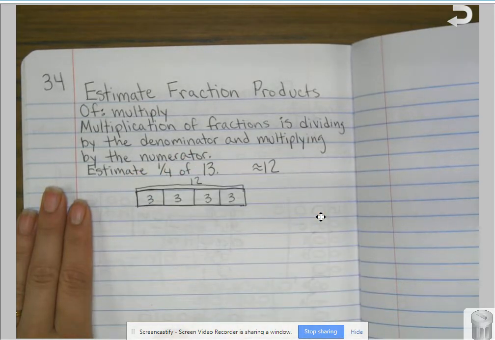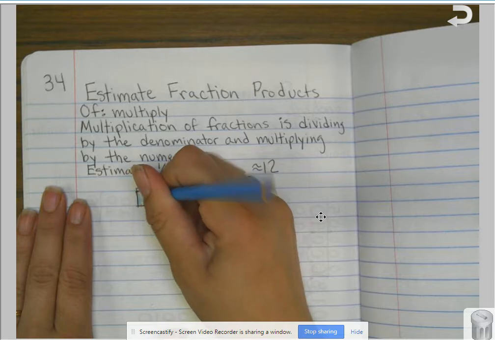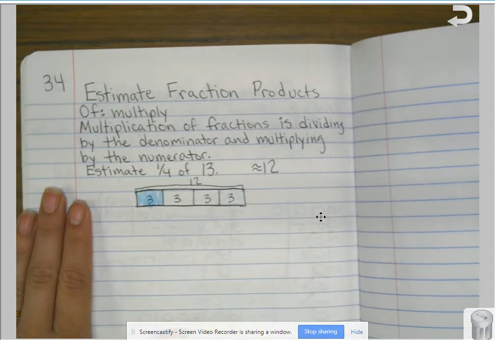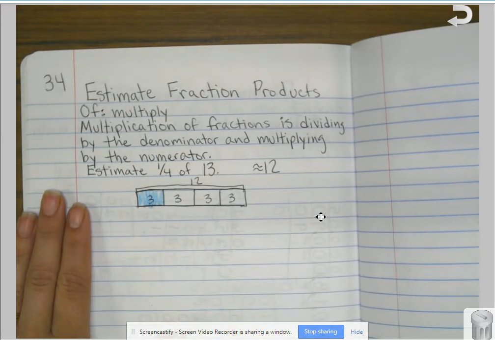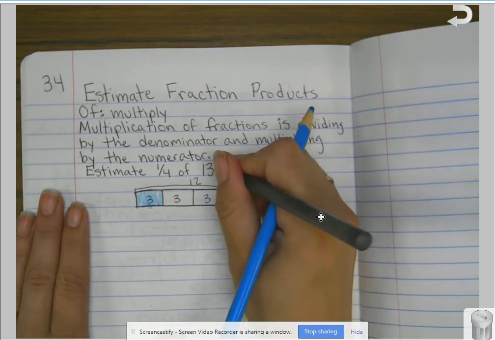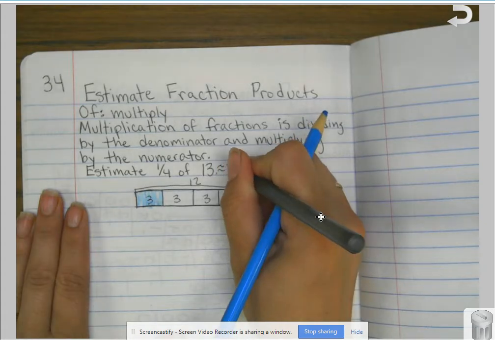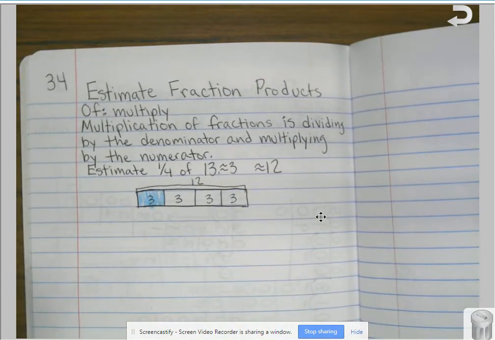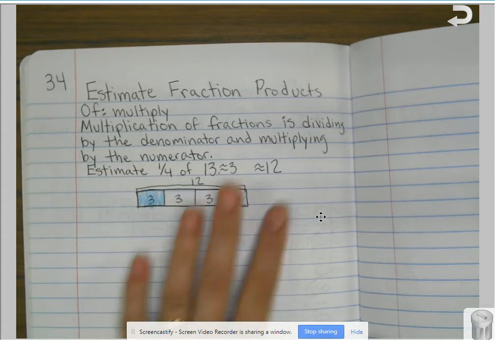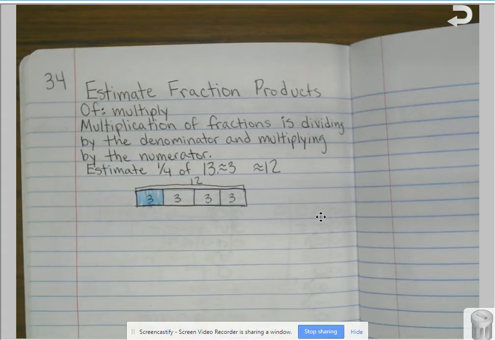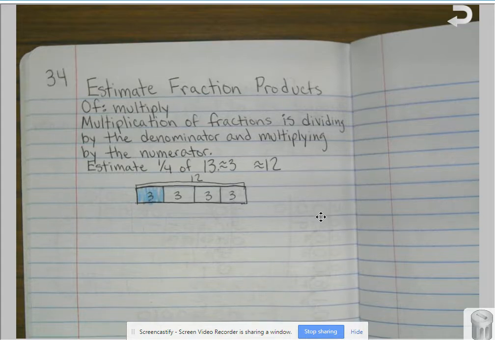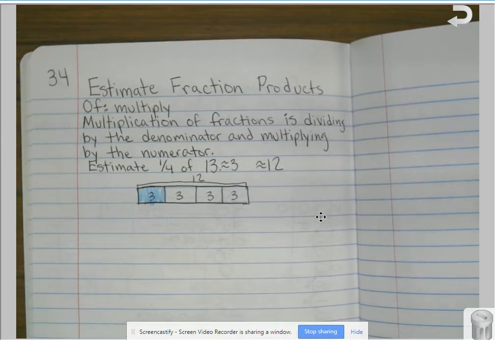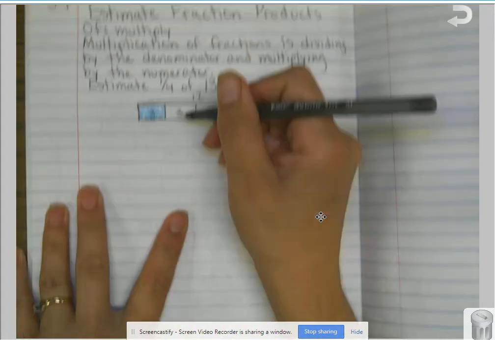So 1/4 of 12 is 3. So a good estimate, 1/4 of 13 is going to be about 3. Be just a little bit more than 3 actually, because 13 is a little higher than 12. But there's kind of a picture to help you see it. Other times we can just do it by using compatible numbers in our head. Okay, another example, skip one line.